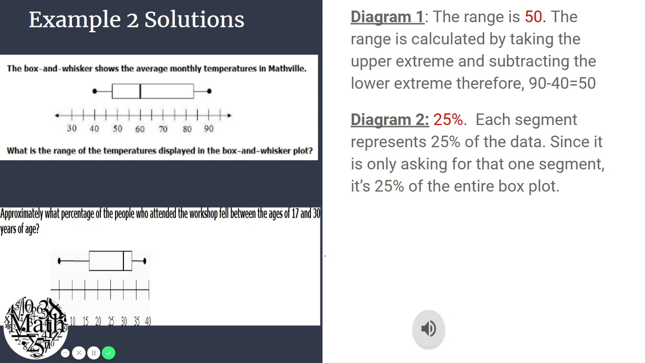When it came to the second question, they want you to give what percentage of the people who attended the workshop fell between the ages of 17 and 30. When you're looking at these ranges, remember every segment is worth 25%. So if you're looking at the percentage of people that were between 17 and 30, that is in one single chunk and it's in the second chunk, which means that is 25%. So 25% of the people in this plot were between the ages of 17 and 30.